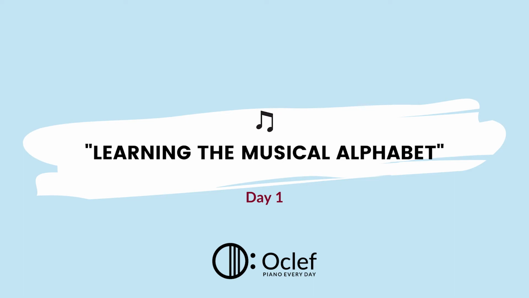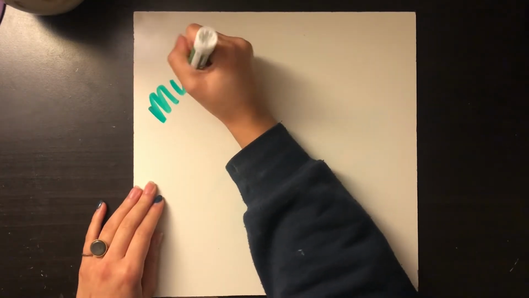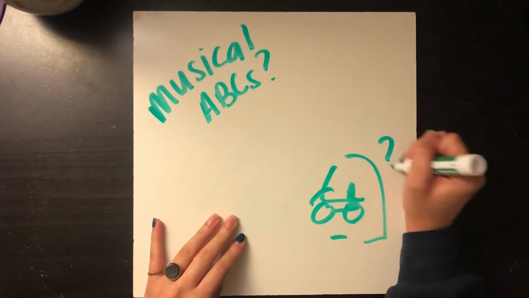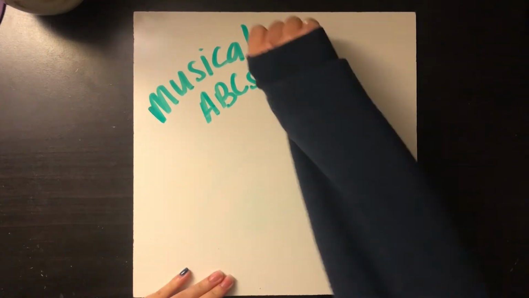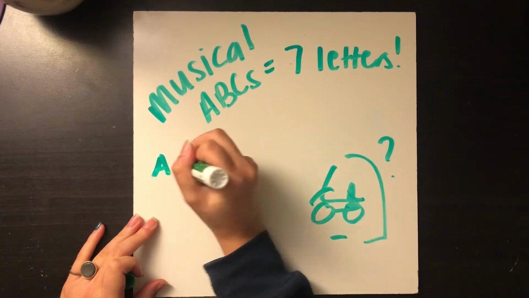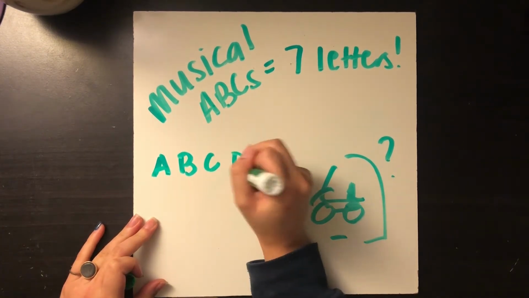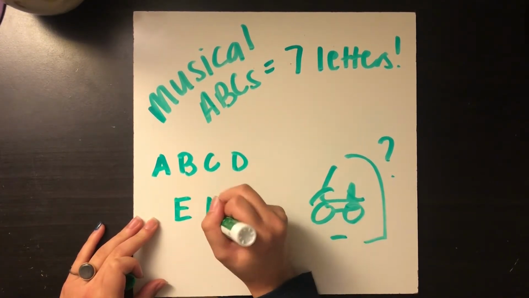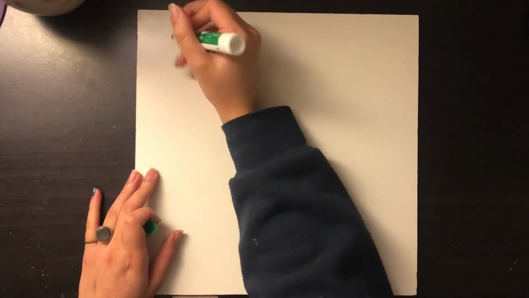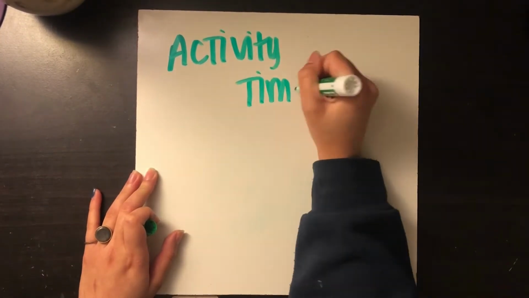In today's lesson, we will be going over the musical alphabet. So what is the musical alphabet? Well, in short, it's like the ABCs, except we only use the first 7 letters: A, B, C, D, E, F, and G. To help us remember this, we're going to make our own musical alphabet chart.